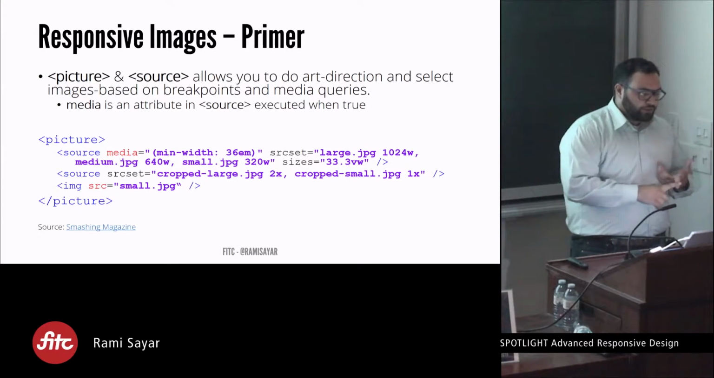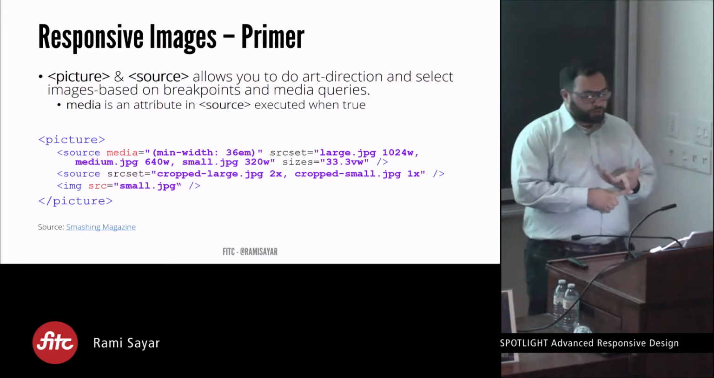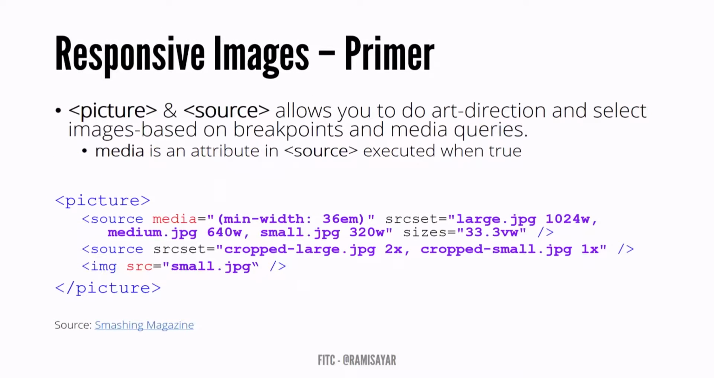You've got the picture and source tag as well, so this allows you to do art direction and select the images based on the breakpoints that you want and the media queries. So let me dive into the code so you can see what's actually happening with responsive images. Here I've got this picture element, and a source element in there, and what I'm saying is, hey, I only want to use this source, this file, when I satisfy this media query, which is a minimum width of 36 ems.